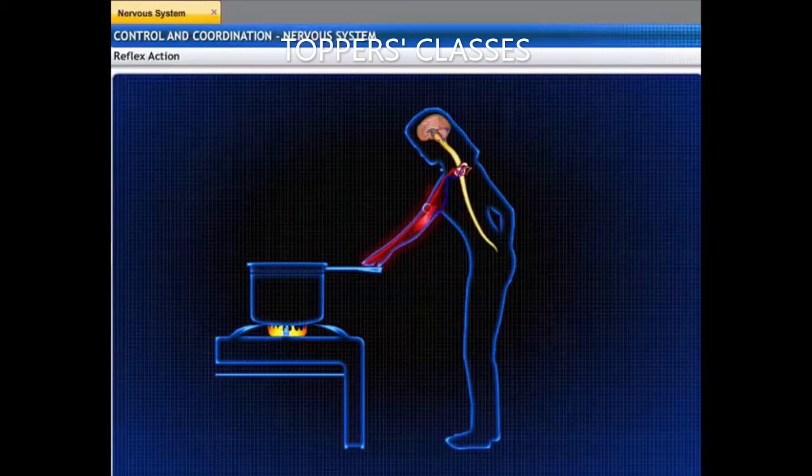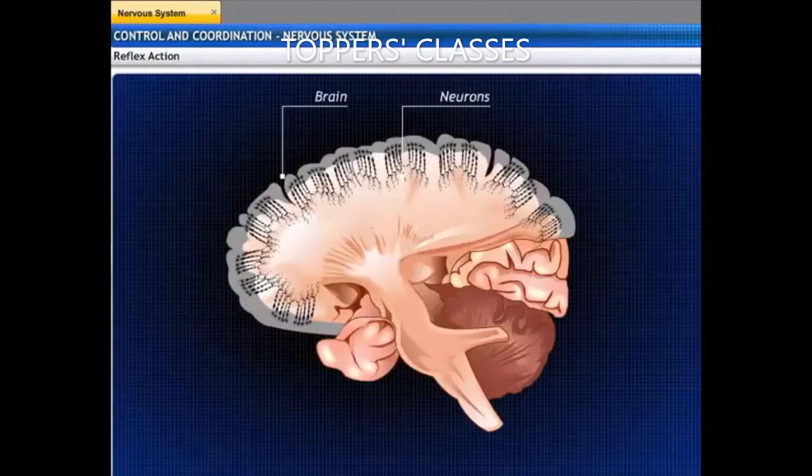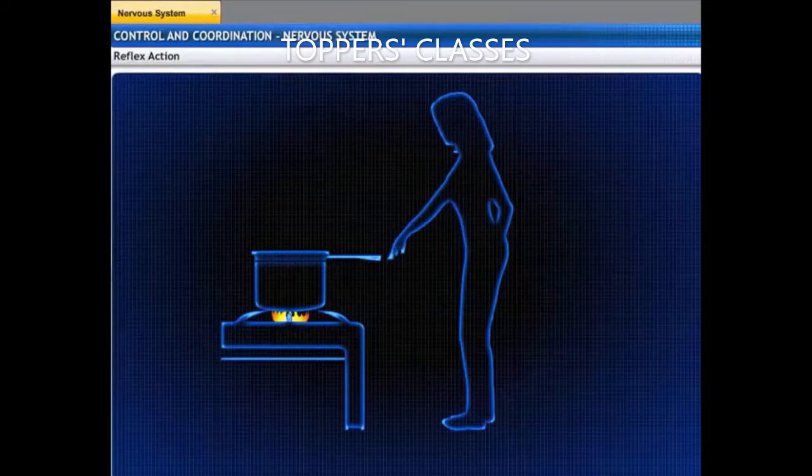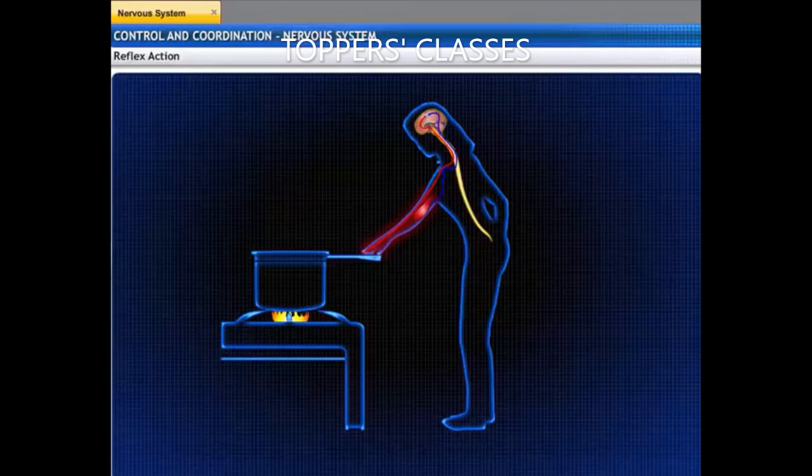So, how do we control and coordinate our hand to move away from the heat? The thinking part of the brain is located at the forward end of our skull and consists of dense networks of intricately arranged neurons. Neurons carry signals from the body to the brain. This is a relatively long process and may result in a burnt hand.